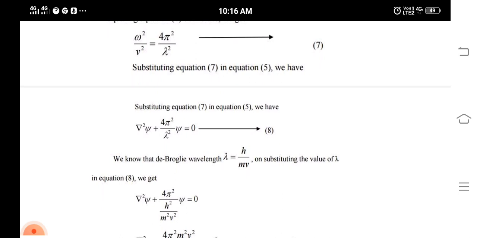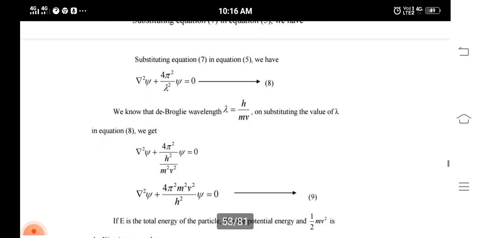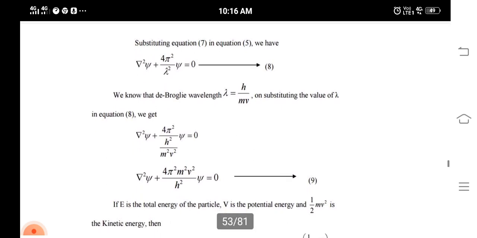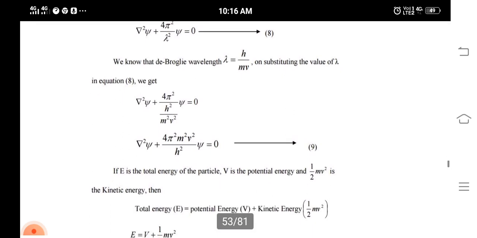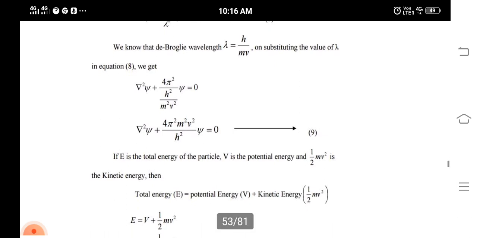On substituting the value of λ in the above equation, equation 8, we get ∇²ψ + (4π²m²v²/h²)ψ = 0. Here E is the total energy of the particle, V is the potential energy, and ½mv² is the kinetic energy. Then the above equation can be written in another form.